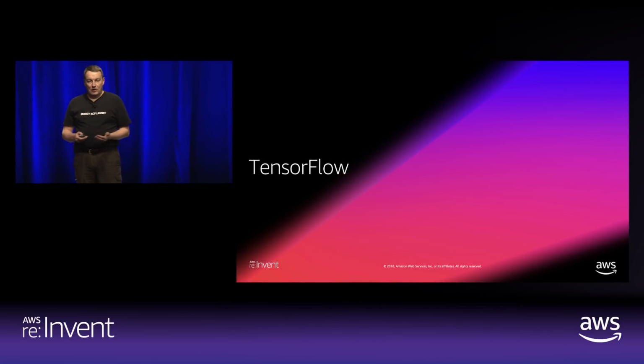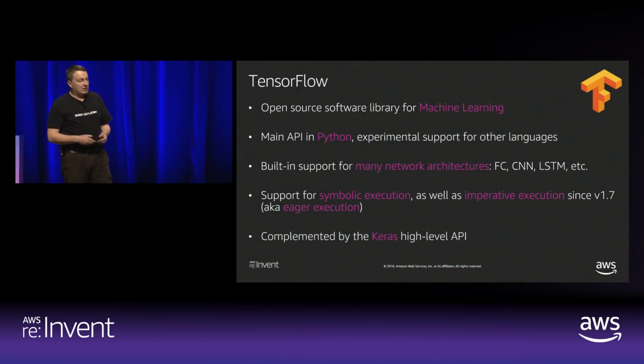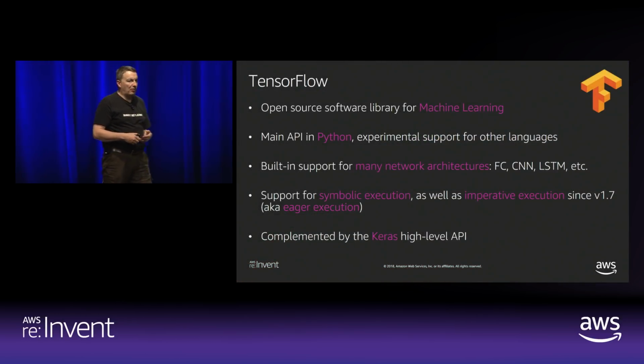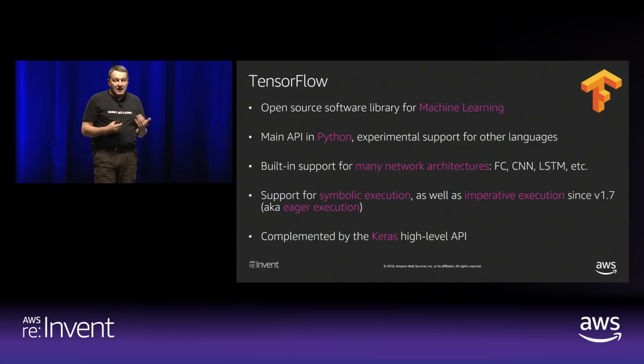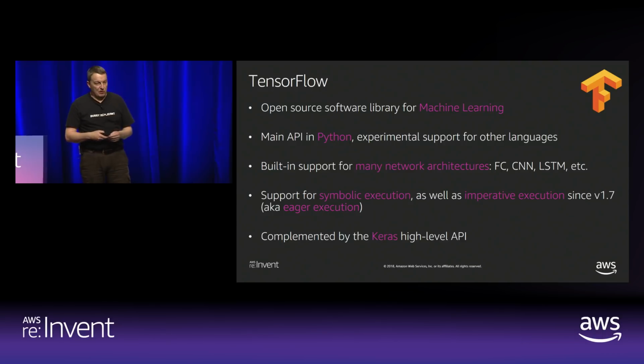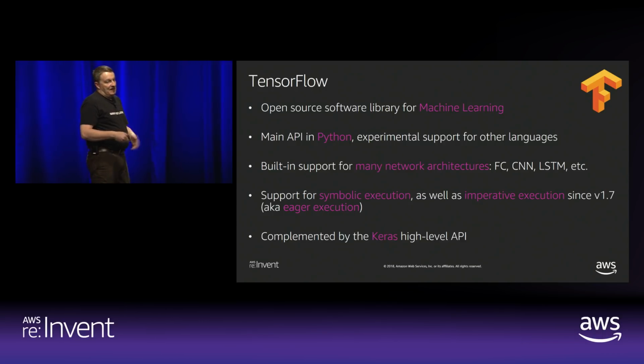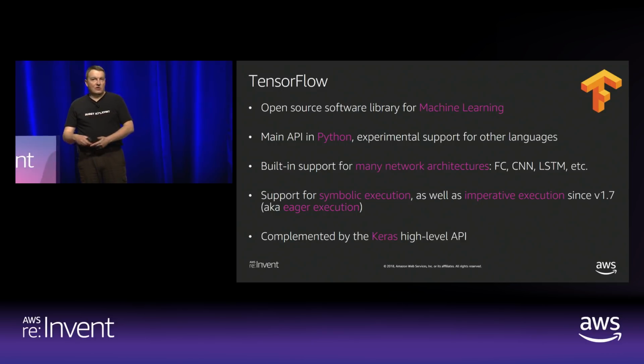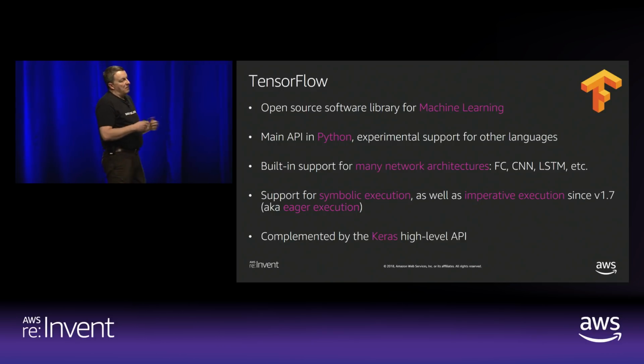So let's talk about TensorFlow now. As you probably know, it's probably the most popular deep learning library out there. It's open source. The main API is Python, and that's what I will use today. And you have some support for other languages. The nice thing about TensorFlow is that it has built-in support for all kinds of neural network architectures. So whether you're trying to build fully connected networks, convolutional neural networks, LSTM networks, or other kinds of networks, you have some high-level APIs to do that pretty easily.